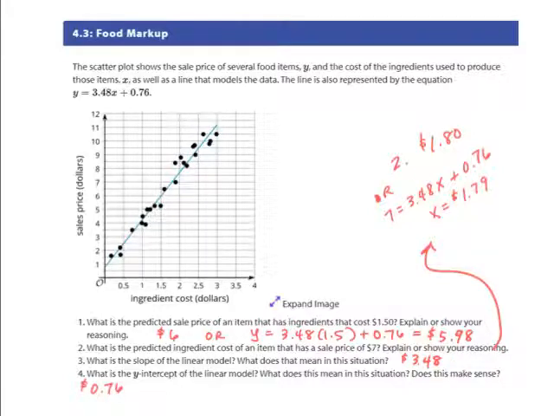Lastly, what is the y-intercept? So right here, you can see it's just less than $1. But if I go to my equation, it's 0.76, which means that if the ingredient cost was no dollars, they could still sell the item for 76 cents. Does this make sense? It clearly doesn't make sense. If they have nothing in the item, they shouldn't be able to sell it for 76 cents.